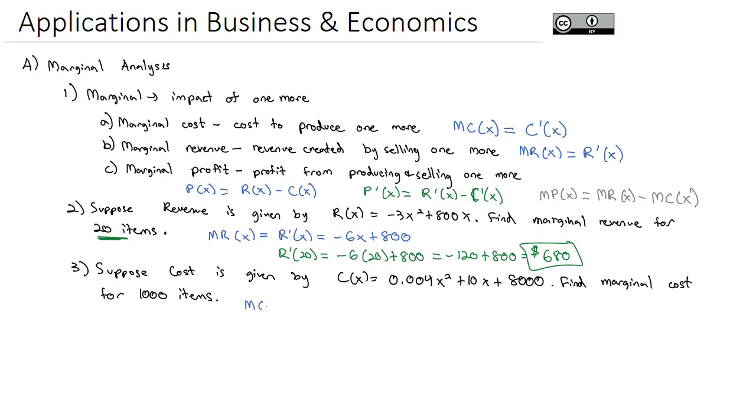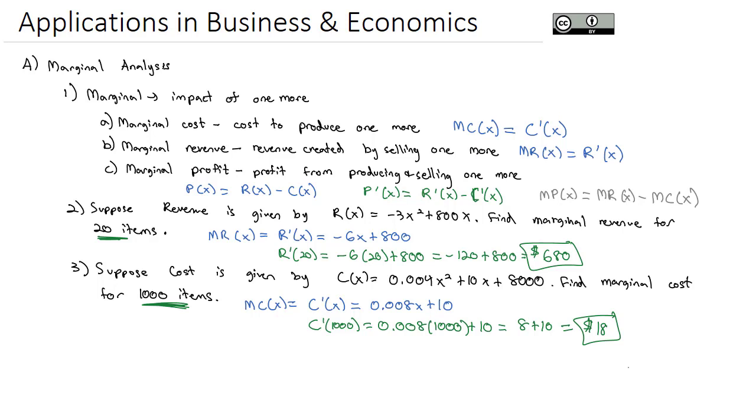That is the marginal cost function, which is just the derivative of the cost function. Power rule makes this really easy. It's going to be 0.008x plus 10. And we want to know what's happening specifically when we're producing 1,000 items. We want to stick 1,000 into the marginal cost function. So we have 0.008 times 1,000 plus 10. That's just going to be 8 plus 10, giving us a marginal cost. The cost to produce one more item, the cost is changing at a rate of about $18 per item at the point of 1,000 items.